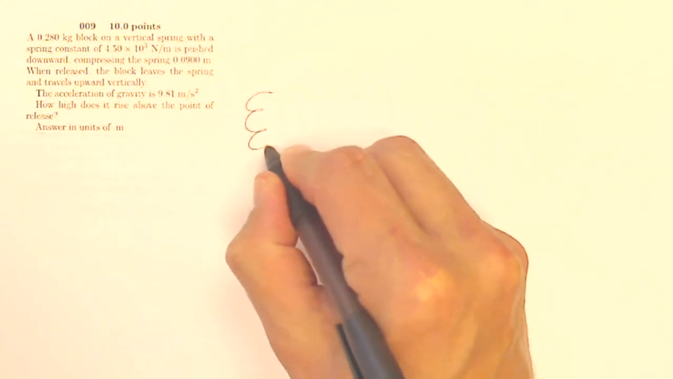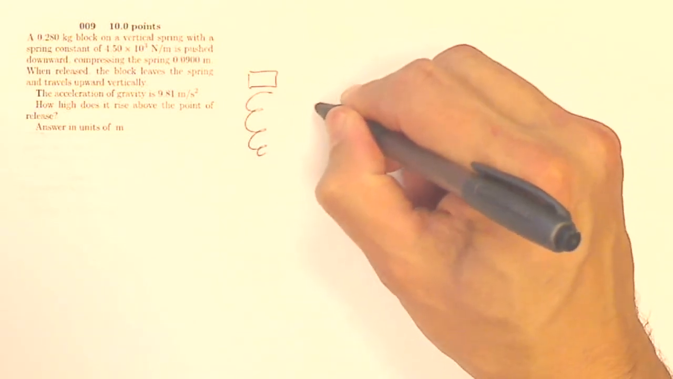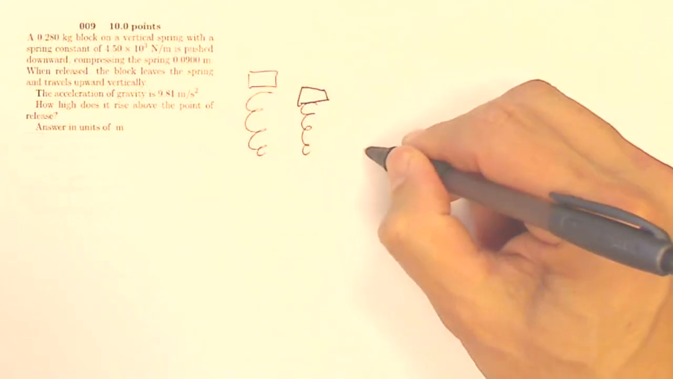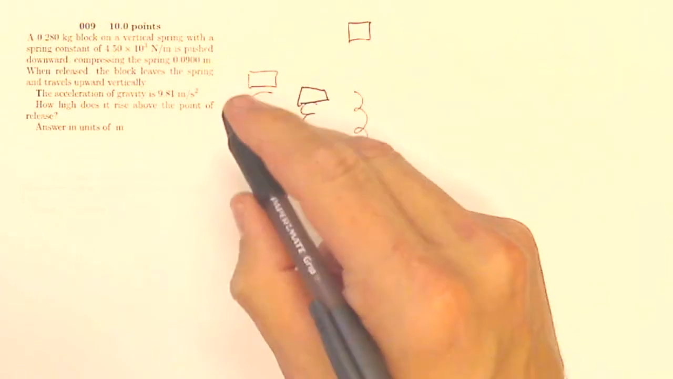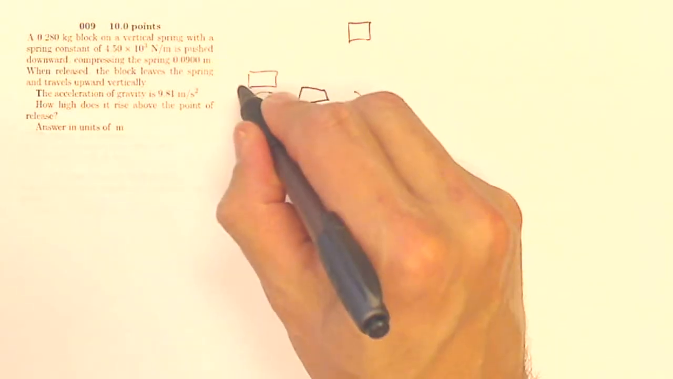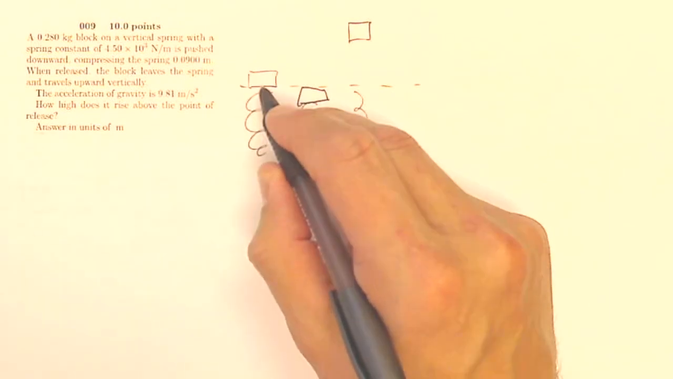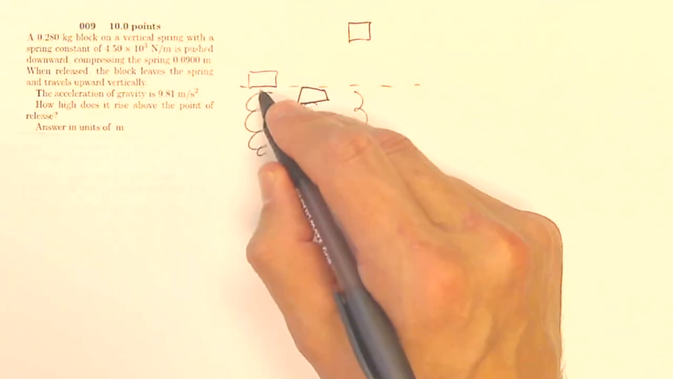So I start off with the spring, and then I push down on the block and I give the spring some compression, and then the spring releases and the block goes flying up in the air. So here I'm assuming this is my 0. Here I don't really have any potential energy, I don't have any spring potential energy, and the thing isn't moving, so this is 0.